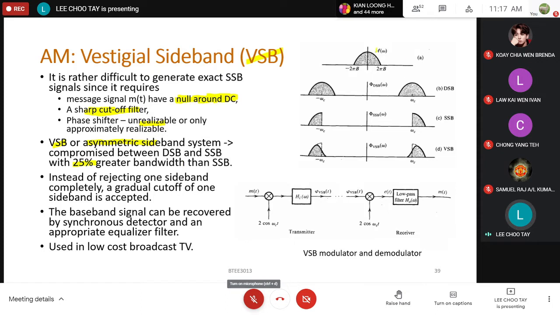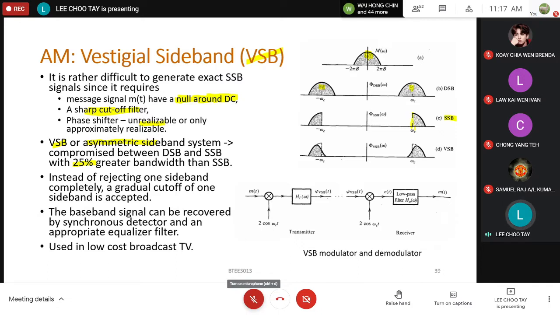If you look at the diagram on the right hand side here, we have a message, a baseband signal that has a significant amount of component at low frequency. After converting the signal to a double sideband signal, we have a double sideband here. Then let's say we use selective filtering to filter one sideband. If you use SSB, you need a sharp cutoff here, because you just want to send, in this case, the upper sideband. And we know that a sharp cutoff filter is not realizable in practice.